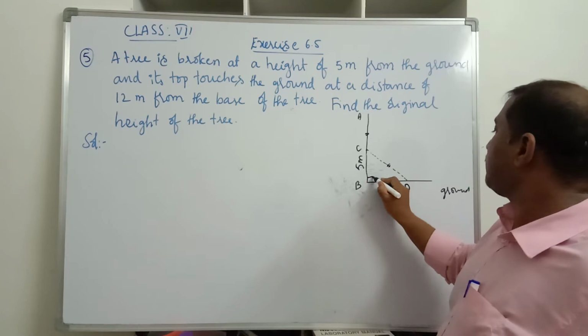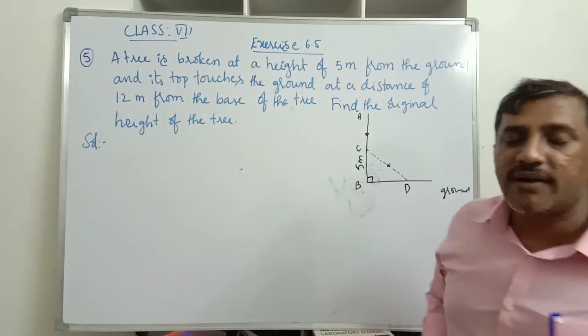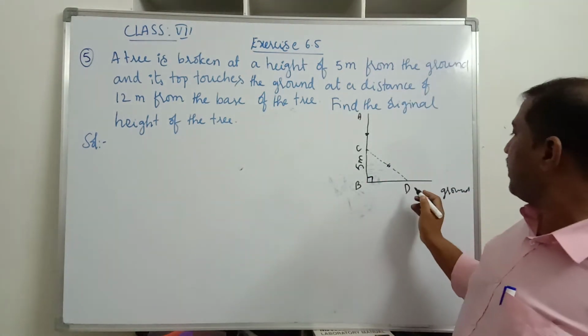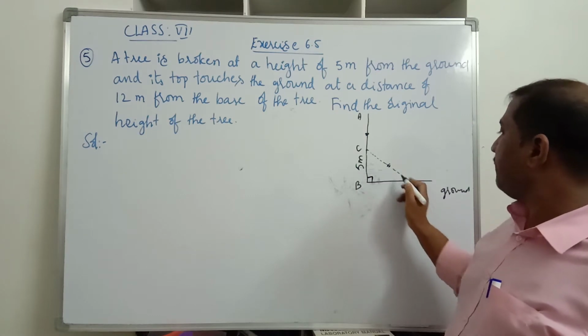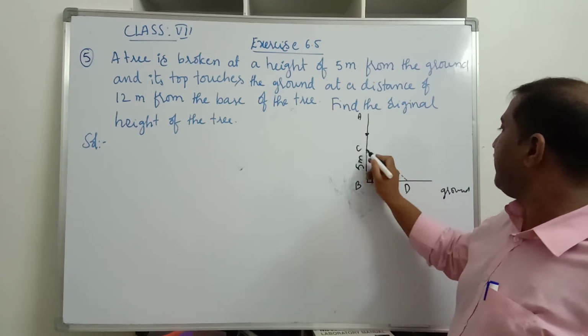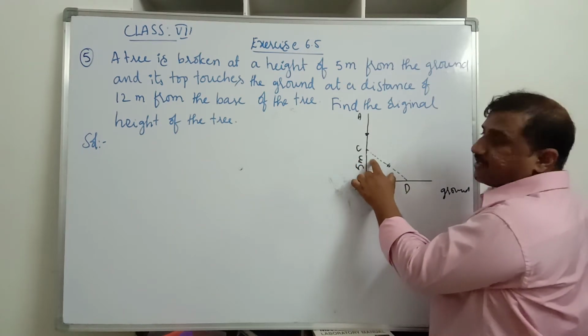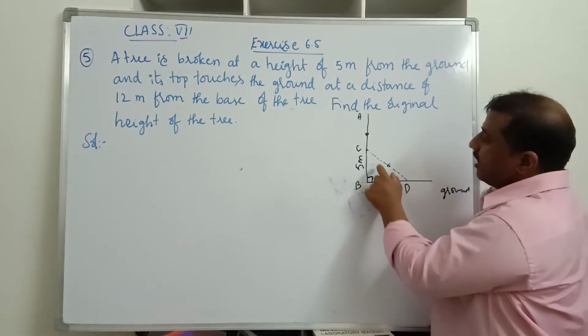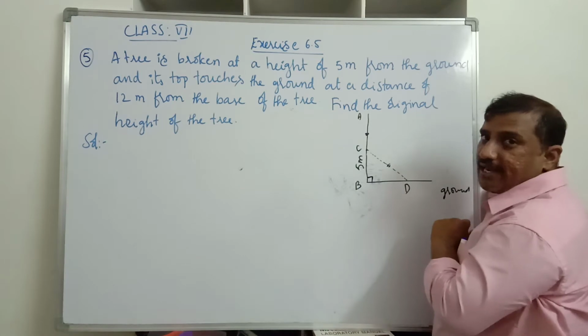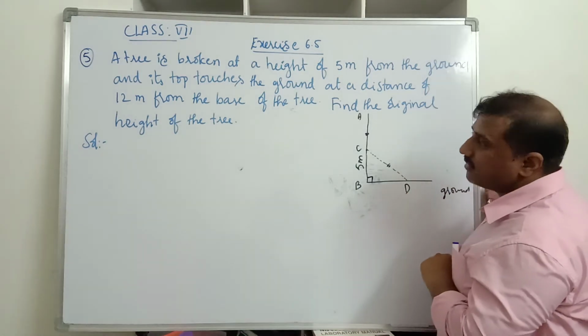Now, a tree we always consider to be perpendicular to the ground. Therefore we get a right angle triangle BCD. This is a right angle triangle. So here CD is the hypotenuse in this triangle. CD is equal to AC, that is the broken part of the tree.